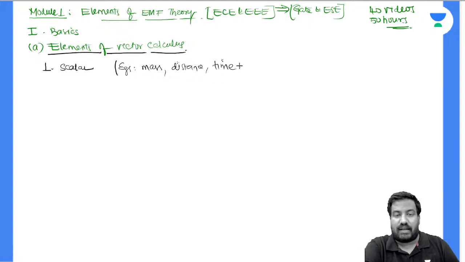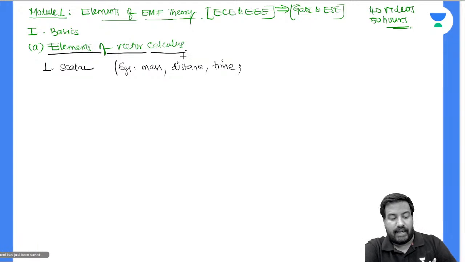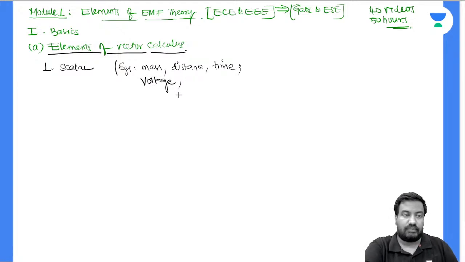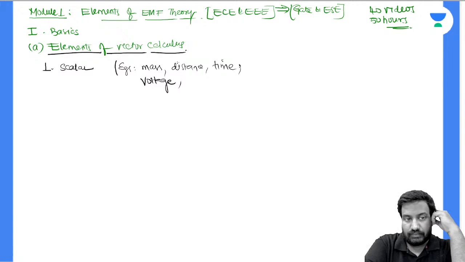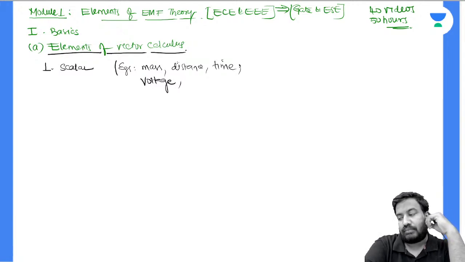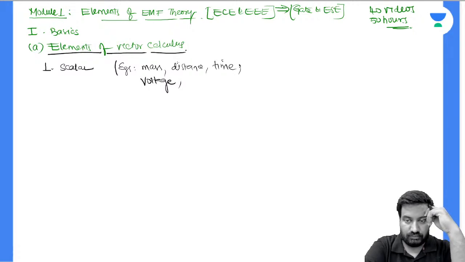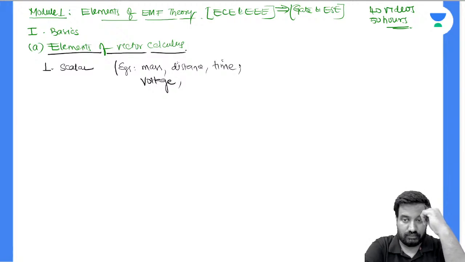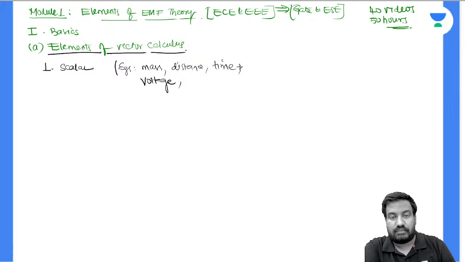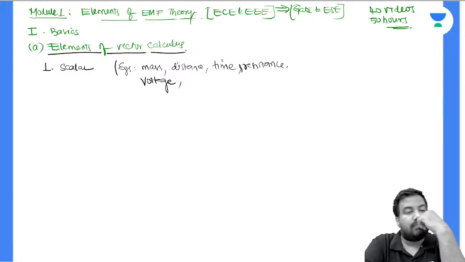Any electrical quantities which are scalars, dear? Any electrical quantities, Ashish, which are scalars? How about voltage? Voltage. Scalar or vector? Voltage is scalar or vector? Resistance, okay. Voltage, scalar or vector?